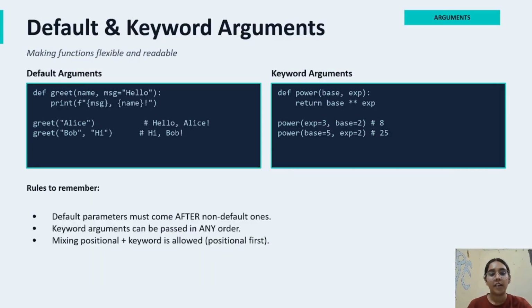Now, moving forward, we have default and keyword arguments. Functions become super flexible with default and keyword arguments. Default arguments let you call a function without passing every value. There's already a fallback. Keyword arguments let you pass inputs in any order by naming them. Just remember, default parameters always go after the regular ones. That's a common mistake beginners make.